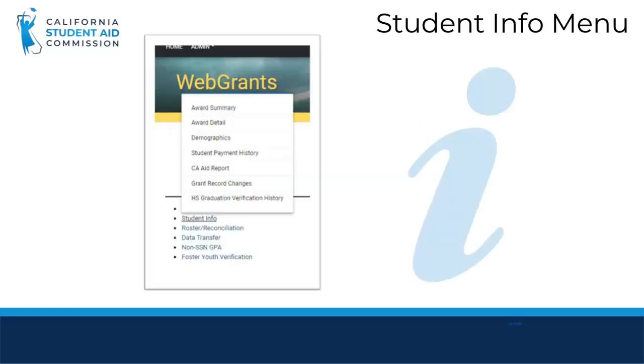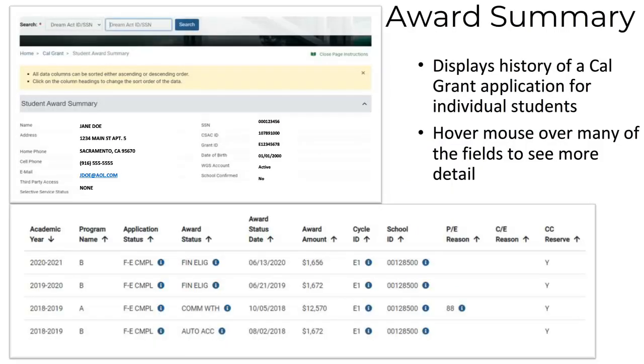First, we will look at the student information screens. To access the student information screens, click on Student Info under the Cal Grant section on the home page. This is a student's award summary page, and it shows the history of this student's Cal Grant. This screen allows you to view the status of a student's Cal Grant award.